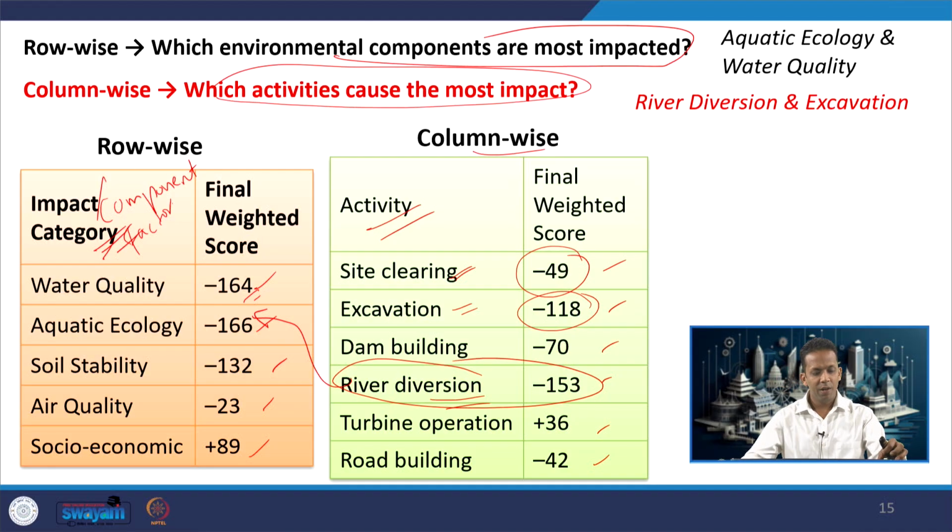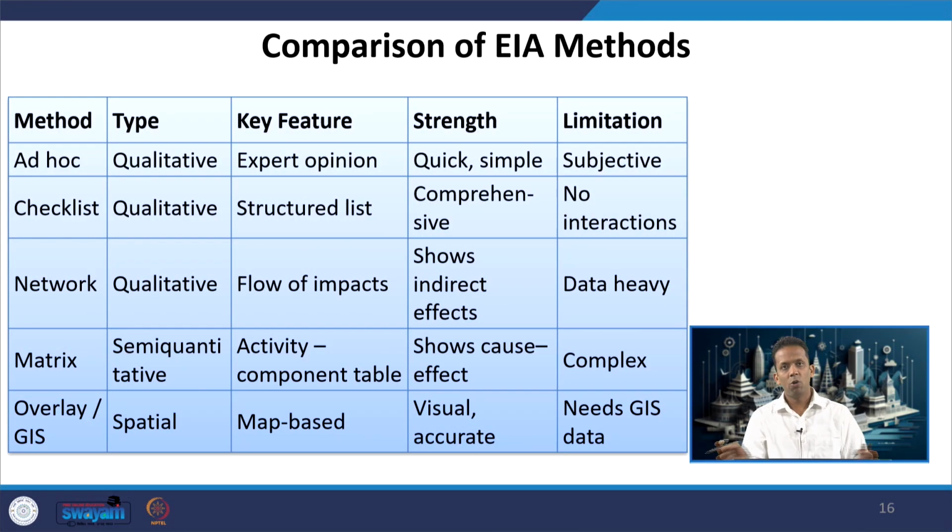So, for example, when we do row wise, it tells us which environmental components are affected: aquatic ecology and water quality. When we do column wise, it tells us which activities caused the highest impact: river diversion and excavation. So, that is how both row wise and column wise summations deliver different interpretations. So, that was all about matrix based EIA methods.